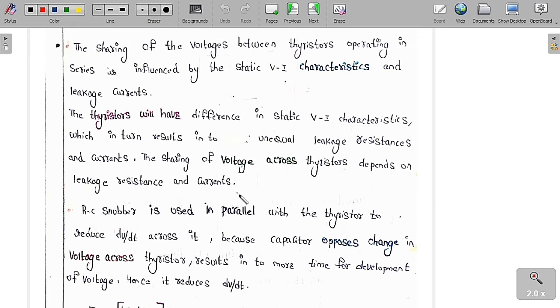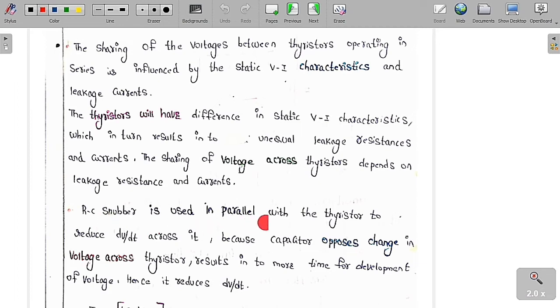The thyristors will have different static VI characteristics, which in turn results in unequal leakage resistance and currents. I have already told you, you cannot make each and every thyristor have the same static VI characteristics. There may be some difference. Because of that, the leakage resistance and currents are going to change. Therefore, the sharing of voltage drop across each thyristor is also going to change.